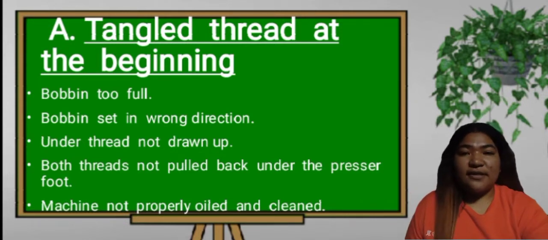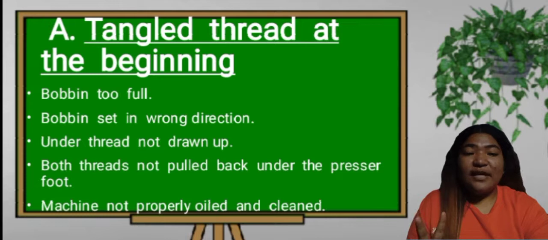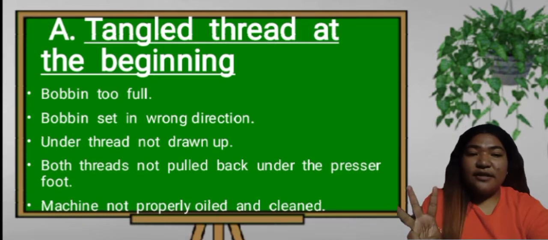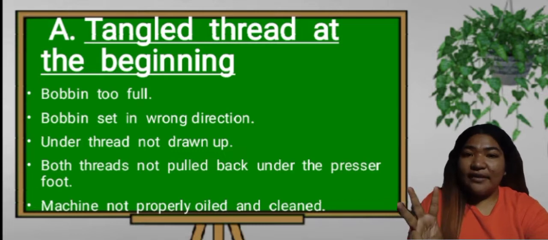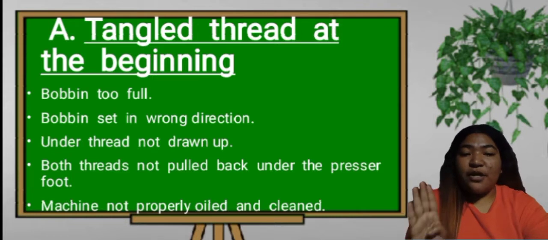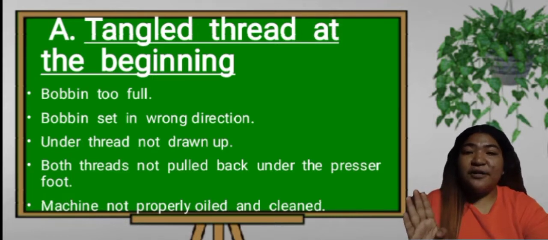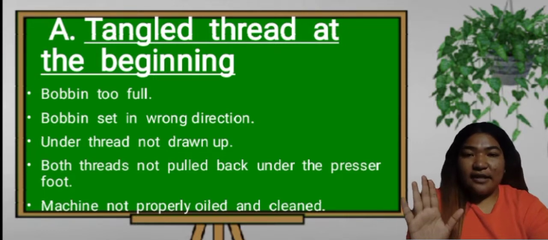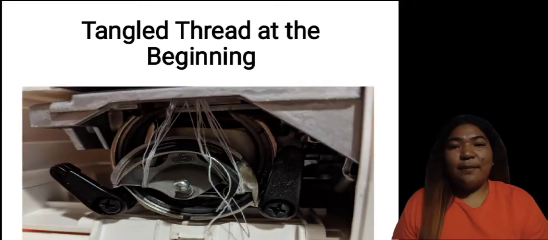One of the causes of a tangled thread at the beginning is the bobbin being too full. The second, the bobbin set in the wrong direction. Third is the under thread not drawn up. And the fourth is both threads not pulled back under the presser foot. And the last one is the machine not properly oiled and clean. This is an example of a tangled thread.